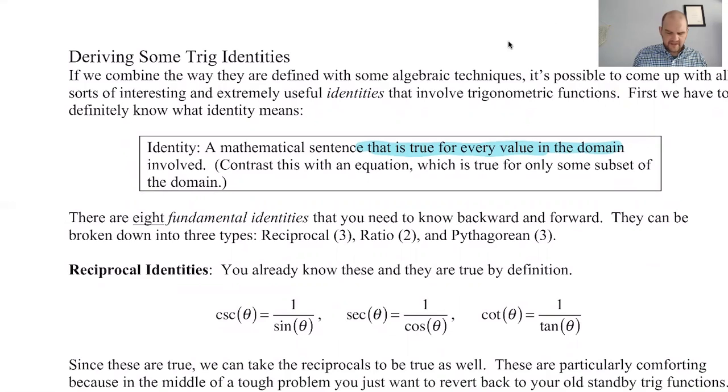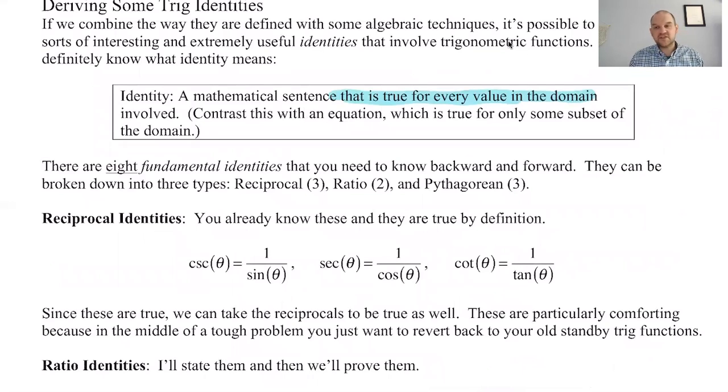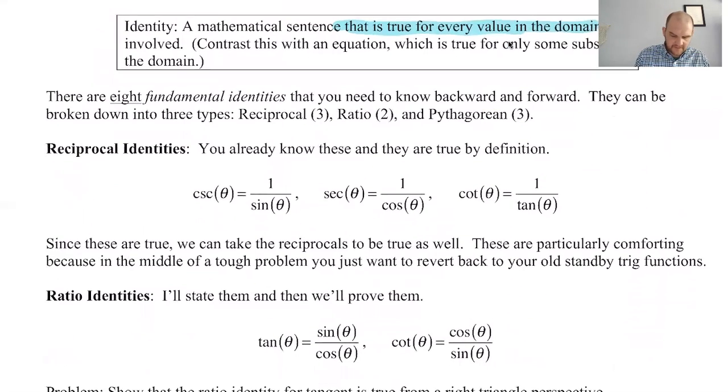It would be like if somehow sine of x always equaled 1, it didn't matter what x was, that would be an identity. We don't have that all that often, but in trig you actually do. You have it a ton. So let's take a look at the fundamental identities.